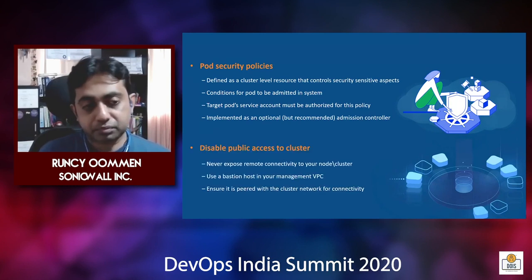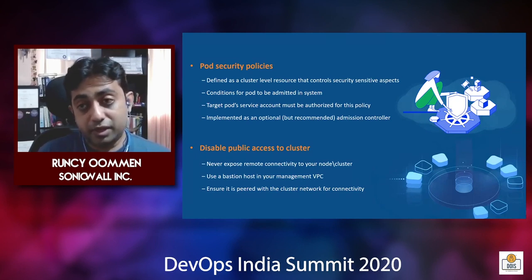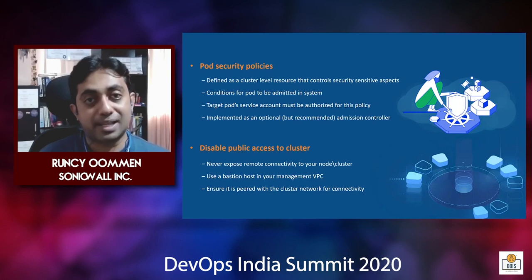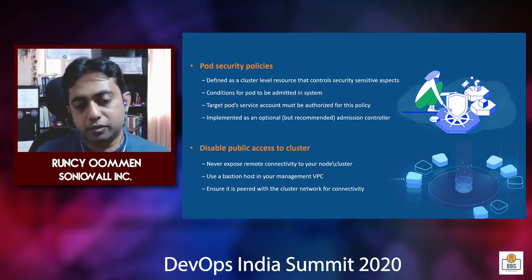It is an optional but highly recommended admission control. And you can also disable the public access to the cluster. So this is definitely one thing. You should never expose your remote connectivity to your node endpoint. Instead, you should rely on a Bastion host or a jump box to manage or access your management VPC. And you could establish it by peering for the cluster for the network connectivity to be reached, right?